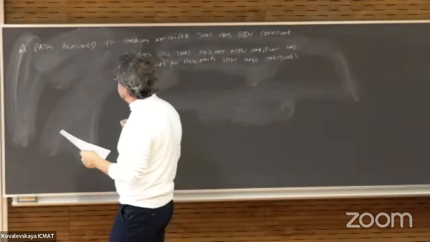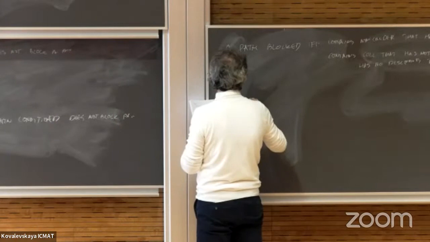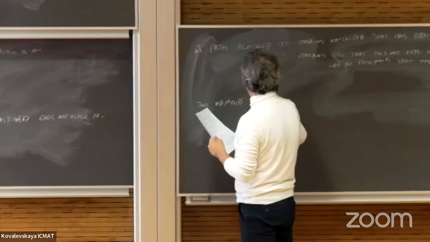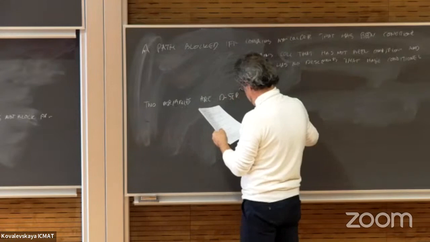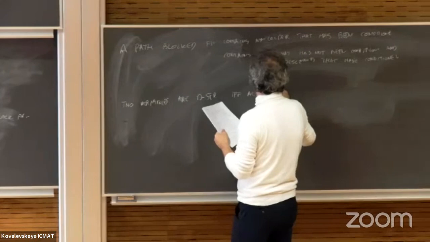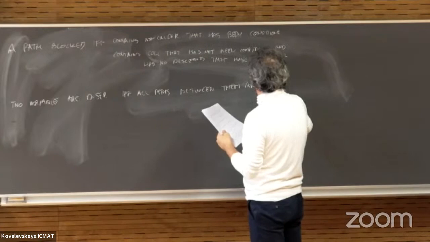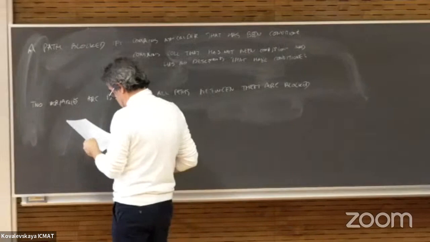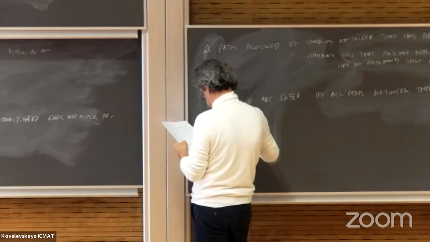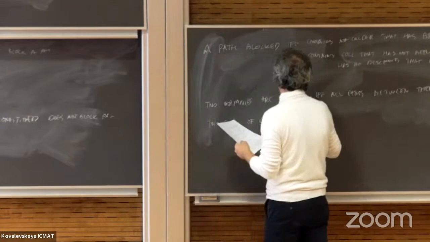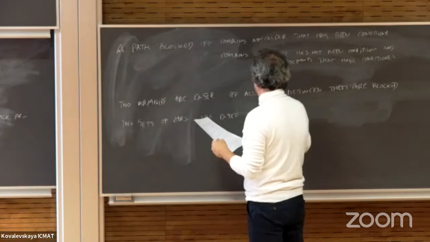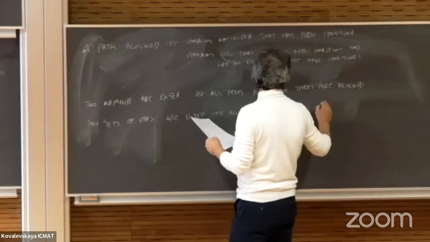And then we say two variables, and that's an important concept, two variables are d-separated if all paths between them are blocked, right? Two sets of variables are d-separated if all paths between them are blocked. Okay.